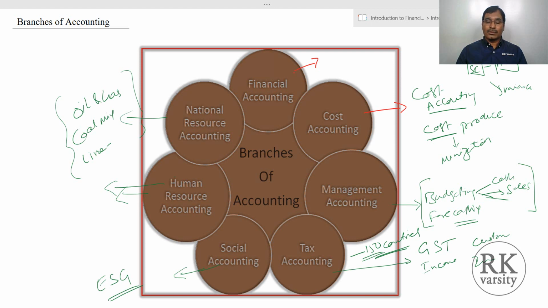So in this course, my major focus is on financial accounting. For cost accounting, management accounting, and tax accounting, I have different courses, but this course is primarily intended towards financial accounting and making you well versed with financial accounting.